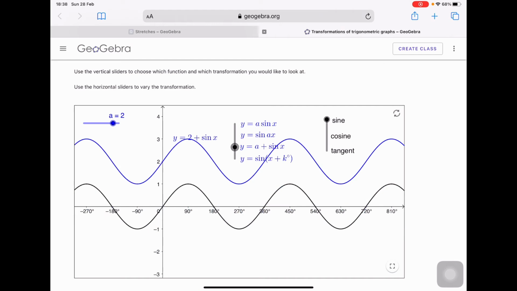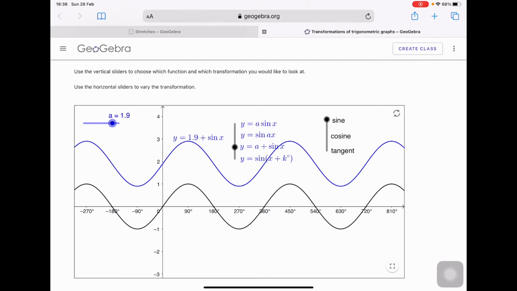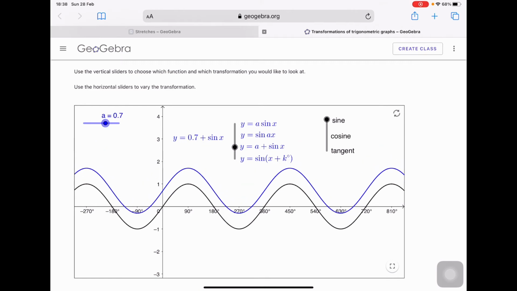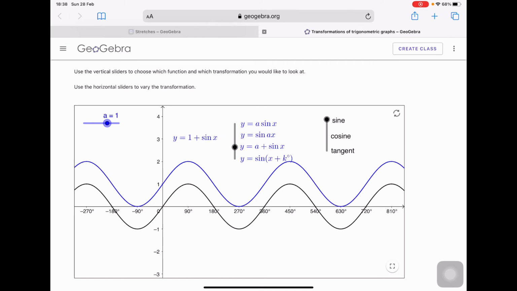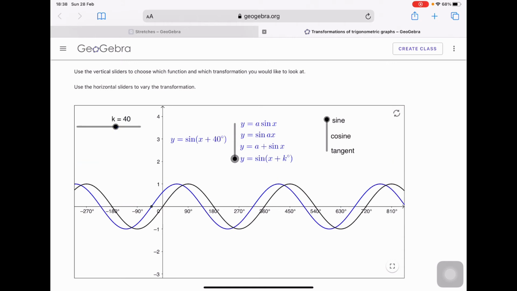Now let's move on to the translations. So we have y equals a plus sine 2x. Let's just keep it at 1. So it's being shifted one place up, and if it's within the brackets, it's going to be shifted horizontally.